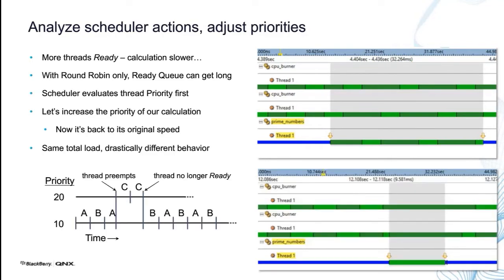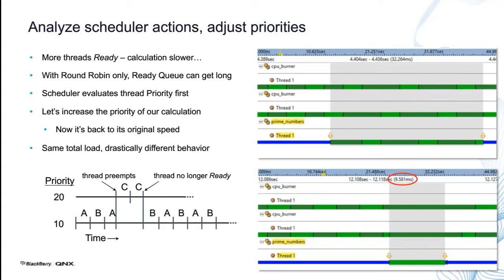Now, we have the QNX OS, and that's being real-time capable, right? So we have a mechanism to increase determinism, and that is the use of scheduling priorities. The QNX scheduler will always first look at the priority. So let's increase the priority of our calculation thread. Take a look at the diagram on the bottom left here. We can see what the scheduler is doing. While round robin just means taking turns on one priority level, a higher priority will preempt immediately.